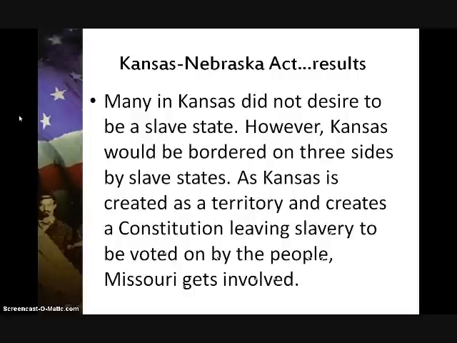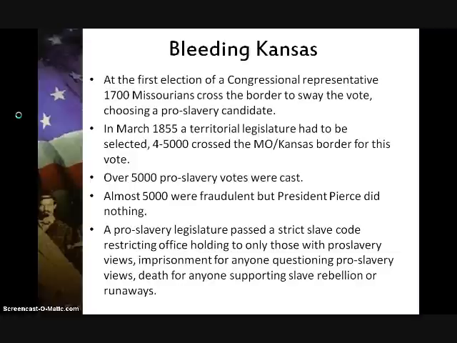So as Kansas is created as a territory and creates a constitution leaving slavery out of it, to be voted on by the people, Missouri gets involved. Missouri is extremely concerned about Kansas being a free state. So what we're going to have now is called Bleeding Kansas. Think through this, okay? At the first election of congressional representatives, 1,700 Missourians are going to cross the border to sway the vote. They're choosing a pro-slavery candidate.